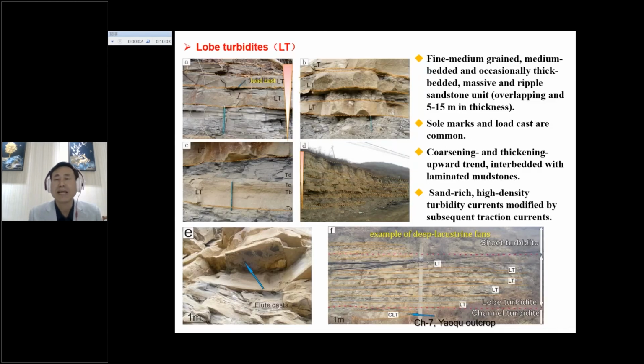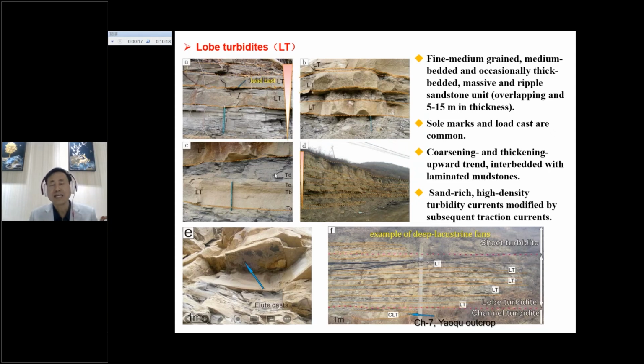Lobe turbidites are mainly composed of thin-bedded and medium-bedded sandstone, interbedded with mudstones, and a coarsening and thickening upward trend can be identified under the common Bouma sequence and some sole marks, for example, load casts and flute casts.